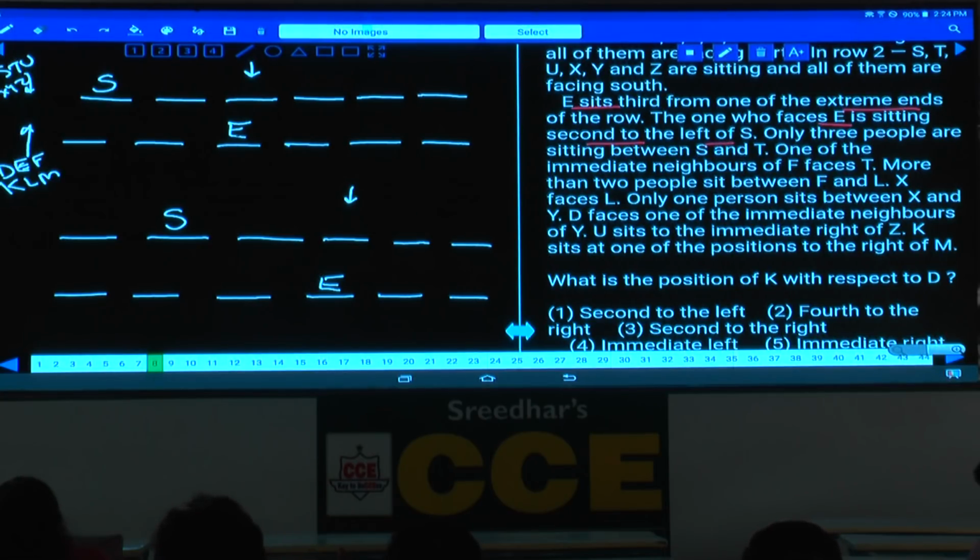Only 3 people between S and T. How many persons are in between S and T? Only 3. Hence in case 1, T must be second from the right. And here, with only 3 persons, T must be at this end.